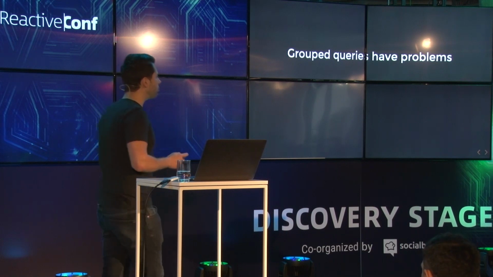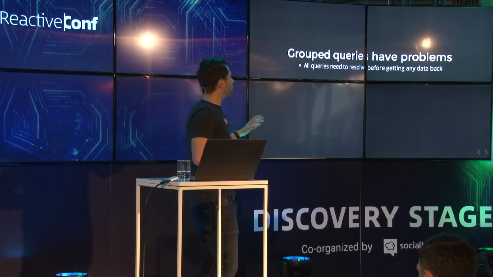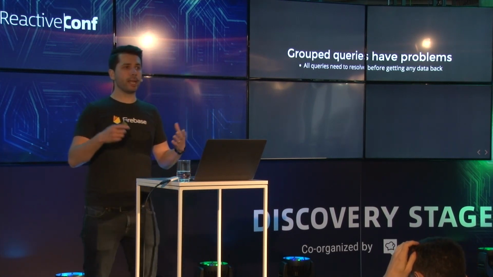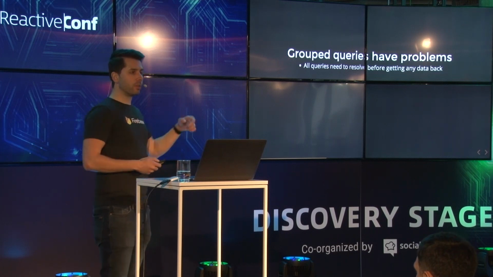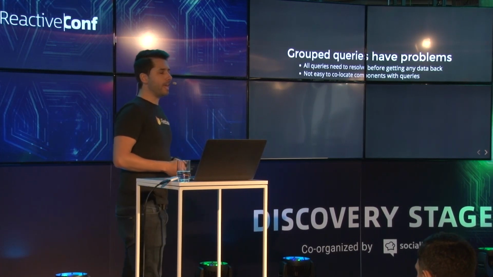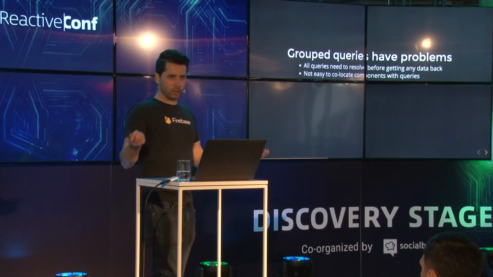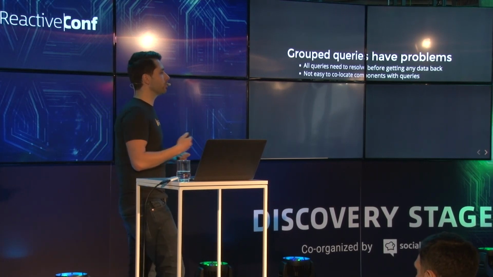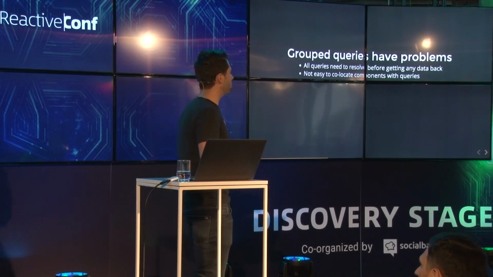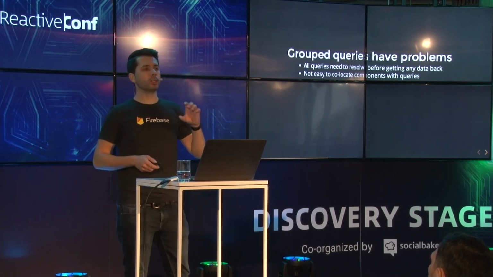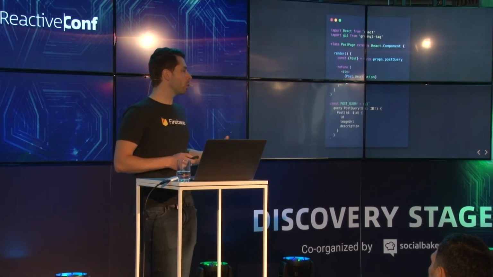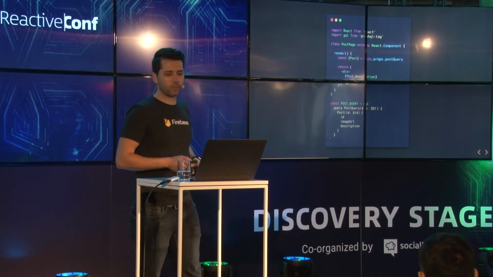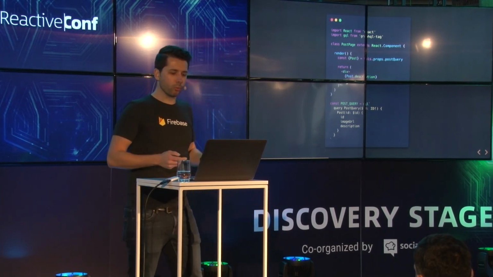However, grouped queries like this do have some problems. The first problem is that all queries need to finish. They all need to complete before we get anything back at all. So before we get any kind of result back from our API, everything that we've requested has to finish. And maybe one of the bigger ones, especially since I'm assuming a lot of people are using React, is that you can't easily co-locate your components with your queries. If you're using React and GraphQL, you probably know that that's encouraged. You want to have your queries live with your components, like in this example, where you've got your component definition and then your query right under it. It's difficult to do this with typical grouping.